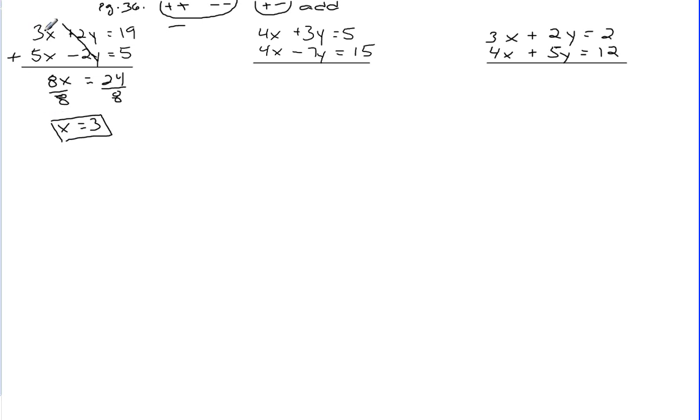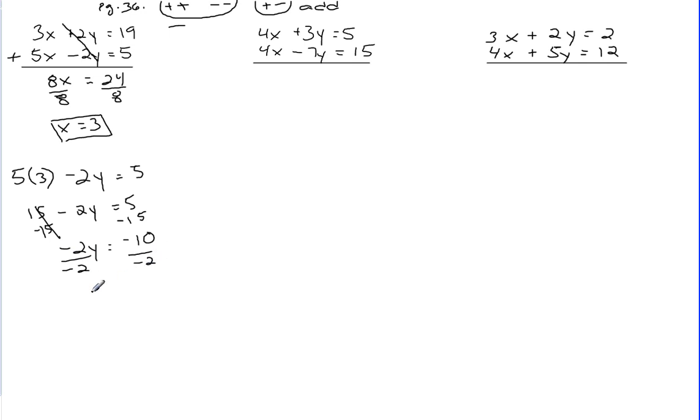All you have to do is look at one of your original equations, sub that in for your x, and you can solve for the corresponding y. So we've got, I'll pick the second one, 5 times 3 minus 2y equals 5. So here we get 15 minus 2y equals 5. Move the 15 over to cancel, and we get 2y is equal to negative 10. And divide by negative 2 to get y equals 5.